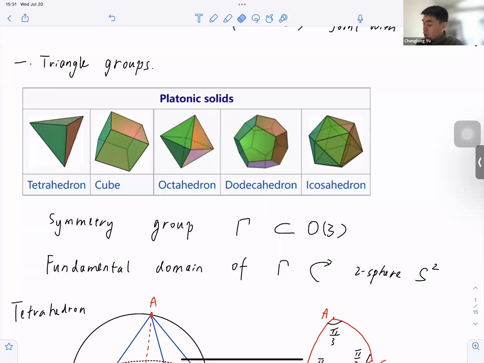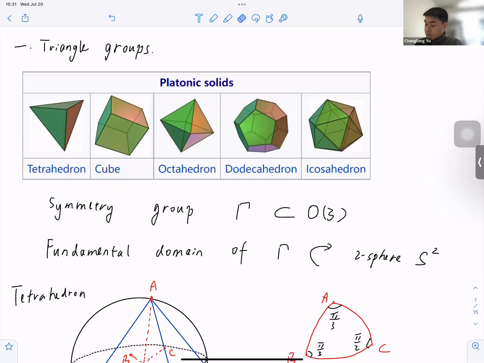When we talk about discrete subgroups in O(3), or when we classify finite subgroups in O(3), we will come across these geometric objects. All the symmetry groups will be realized as either the symmetry of a regular n-gon or the symmetry of those Platonic solids. So they're all included in this theory of triangle groups.